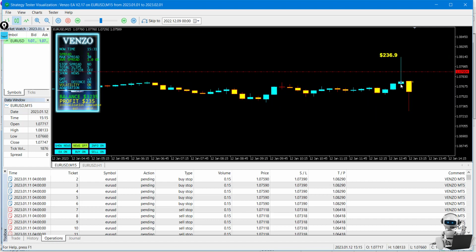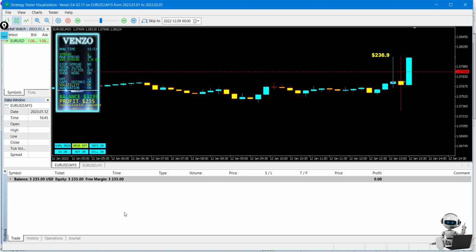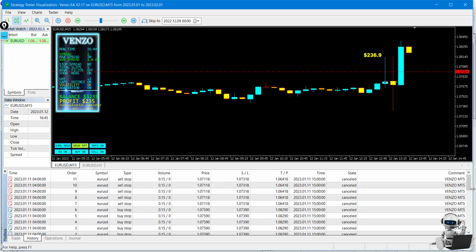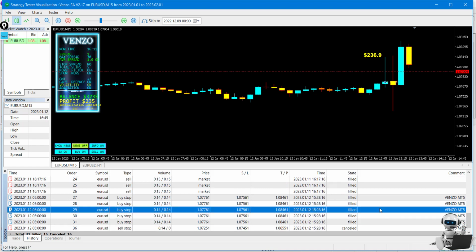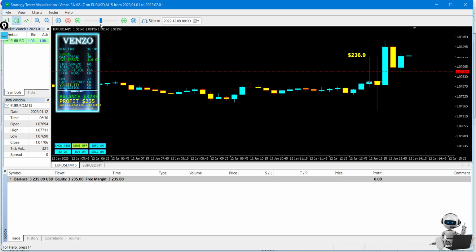Yeah, you can see, it is a little bit fast, but whenever it is activated, it closes the trade in profit, and the take profit is dynamic. So this is our operation. This is the history, for example, the history of the trade. You can see "filled", which means it has been activated. Let me show you another example. It is a little bit fast, so we have to catch it.